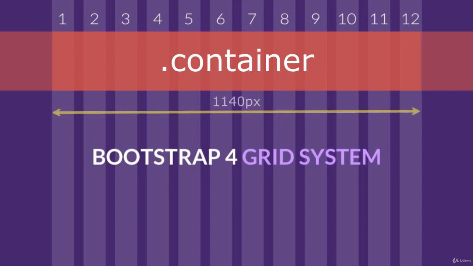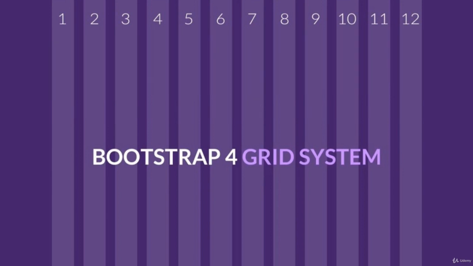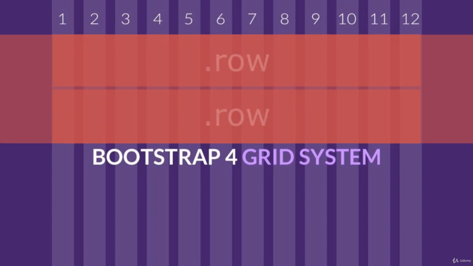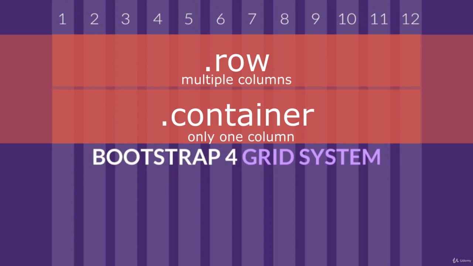By default, it starts with a maximum size of 1140 pixels for a desktop computer, for example, and changes in size depending on the device. Each one of these changes is called a breakpoint. Inside these containers, we can have rows, and these rows can be distributed over 12 columns. One important thing is that you don't need to use these rows if a specific part of your layout doesn't need more than one column. If you have more than one column, they should be inside a row.